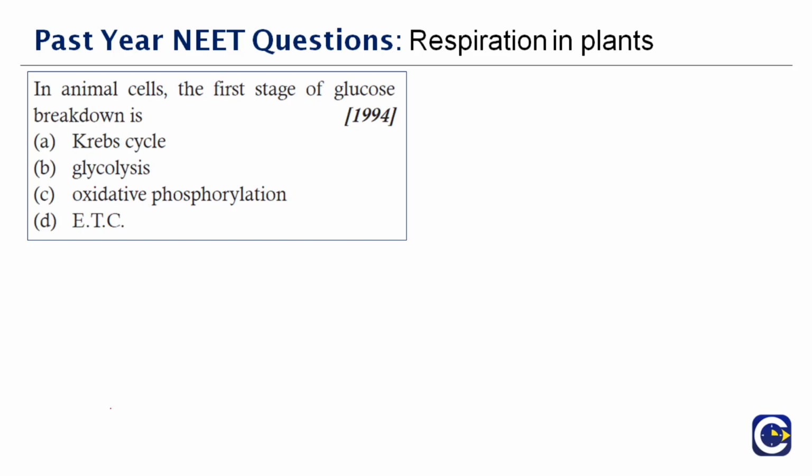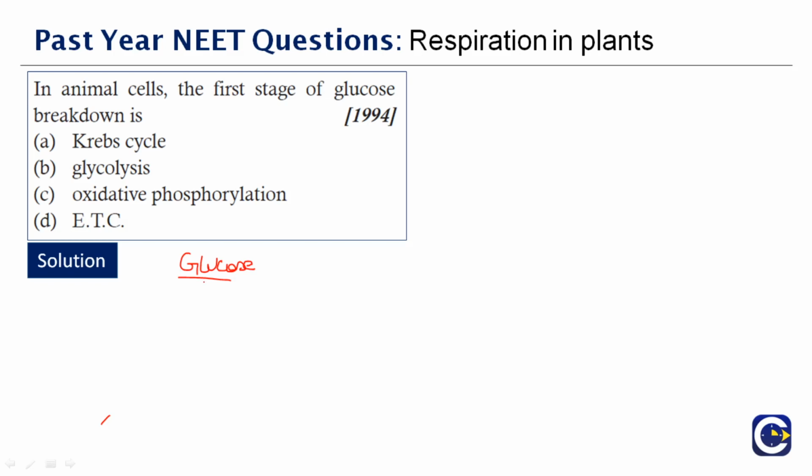In animal cells, the first stage of glucose breakdown is seen in dash. This is again an easy question for you. We all know when we talk about glucose breakdown, it always refers to glycolysis, right? I've given you the answer. The answer is glycolysis because we are talking about glucose. Now, how can you describe glycolysis? Glycolysis is a process of breaking down of glucose. We all know that, right?